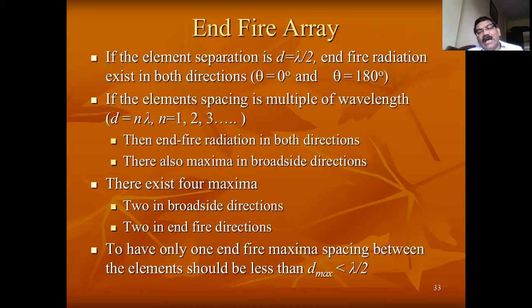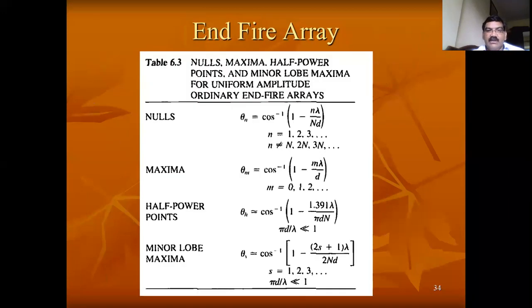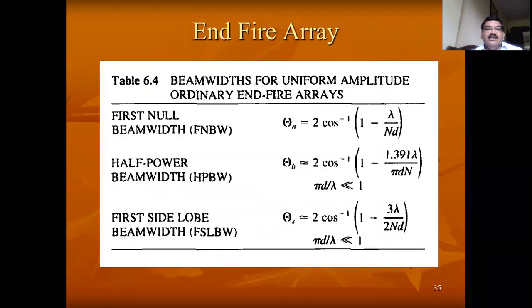So the maximum spacing you can have is lambda by 2, and the spacing should be less than lambda by 2. If you have the spacing in multiples of lambda, you will have 4 maxima, that is, the radiation pattern will be in that way. So here, for the end fire array, again the null, maxima, half power beam width, and the minor lobe formulations are given. The first null, beam width and half power beam width, again, are given.